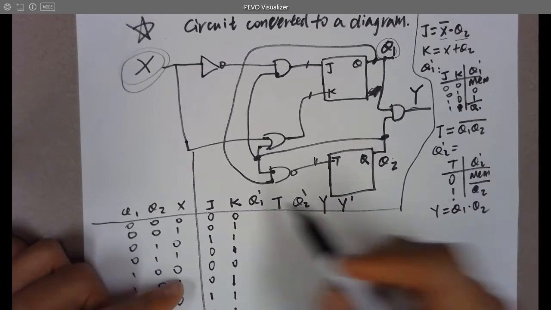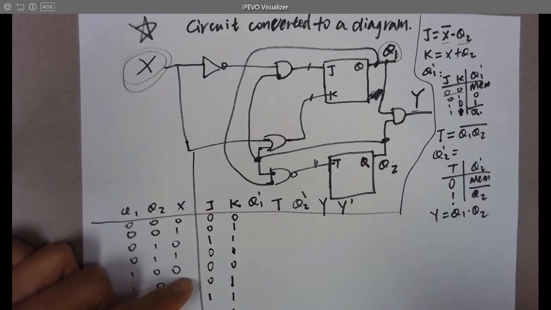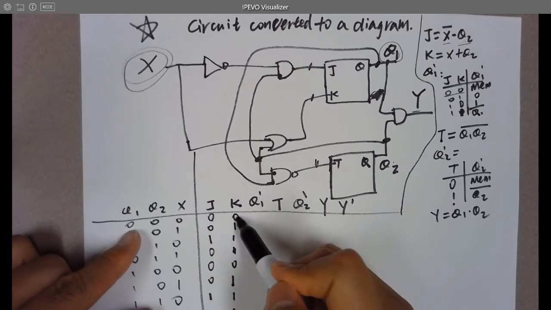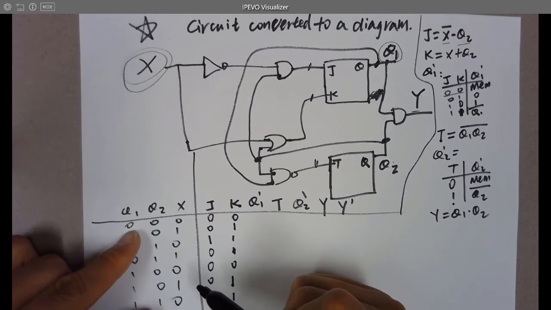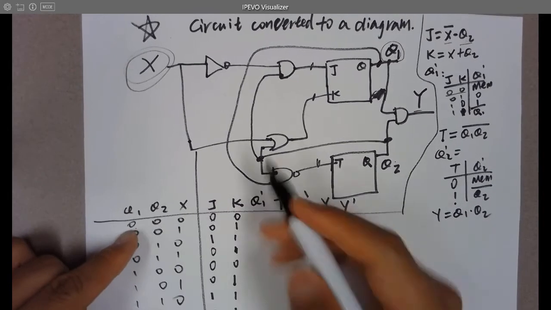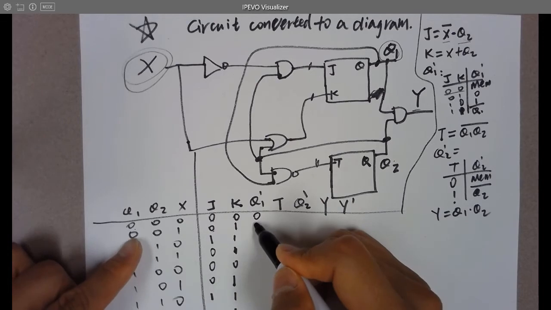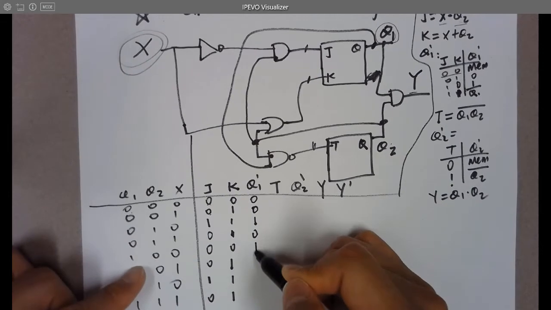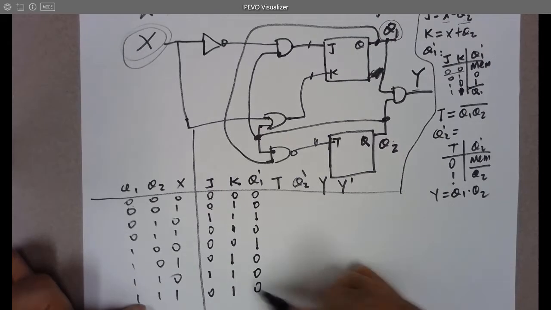What about Q1 prime, the next state of Q1? You need to look at J and K and the previous state of Q1, right? So if JK are zeros, it's a memory, and it's going to stay whatever Q1 was. Then that will pass J, that will toggle it, that will pass J, that will memorize, that will pass J, that will toggle, that will pass J.